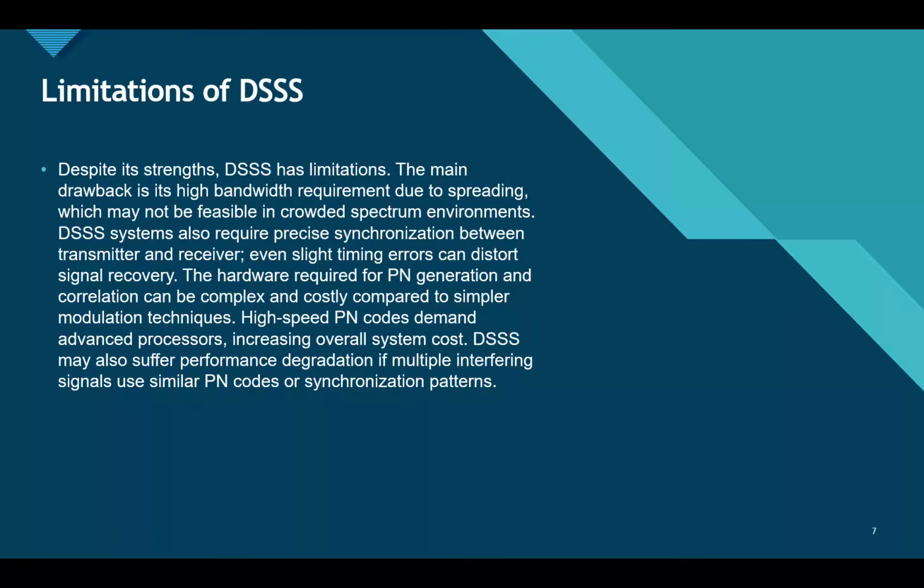Another limitation is that the hardware required for generating pseudo-noise codes and performing correlations is more complex and expensive. High-speed pseudo-noise processing requires powerful processors. Also, if interfering signals use a similar PN sequence, system performance may degrade.